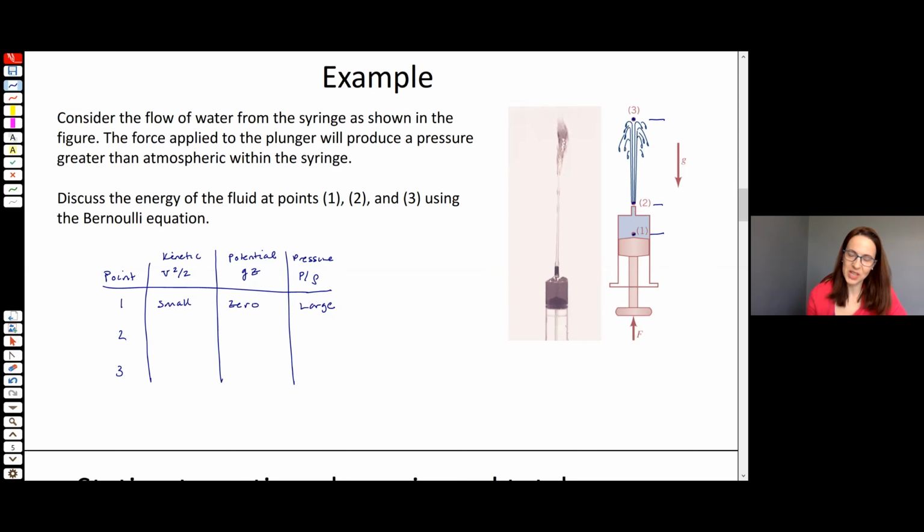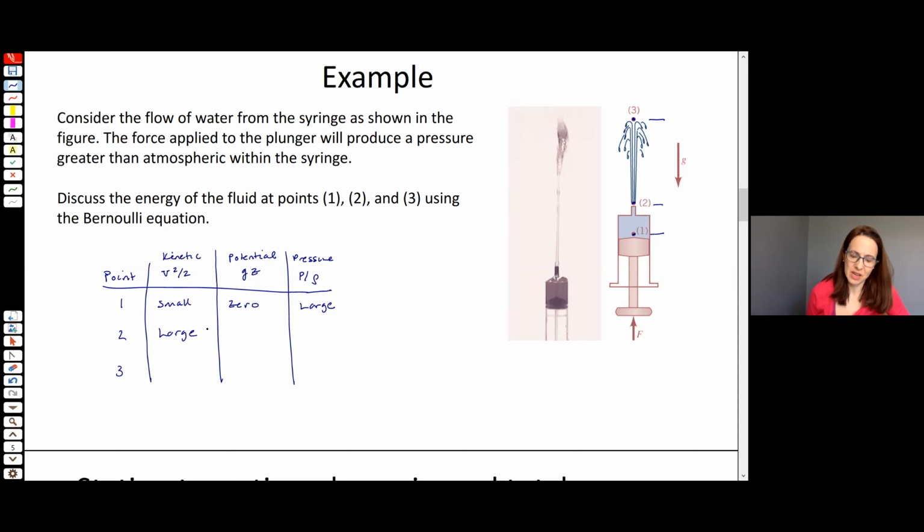All right, move up to point 2. This is just at the exit of the syringe. This is the so-called free jet. We'll talk in a little bit about what a free jet means. This is the free jet that's exiting the syringe. The kinetic energy here is really large, right? It's probably maximum because it's coming out with a really large velocity, and then that velocity is decreasing as you get to the tip of the jet until it comes to 0 at point 3, right?